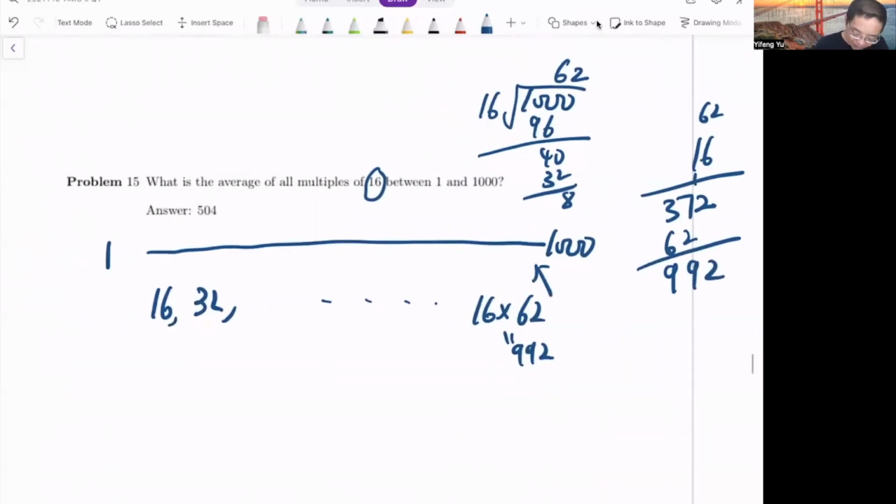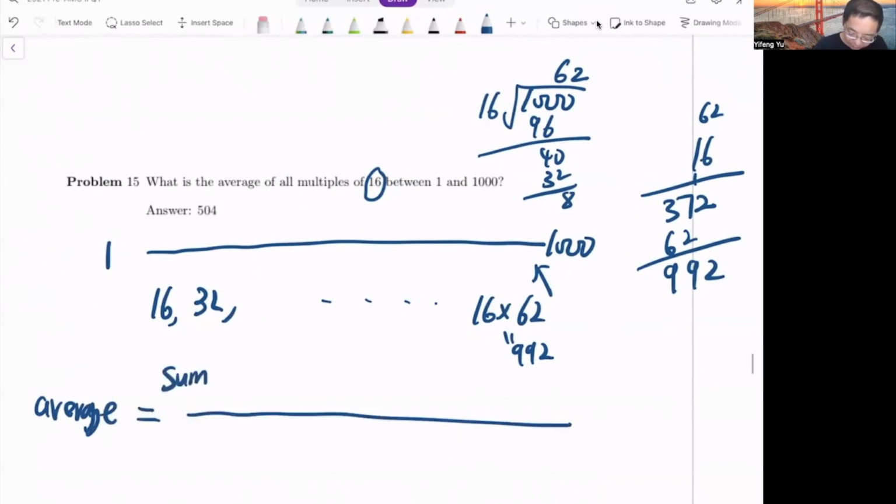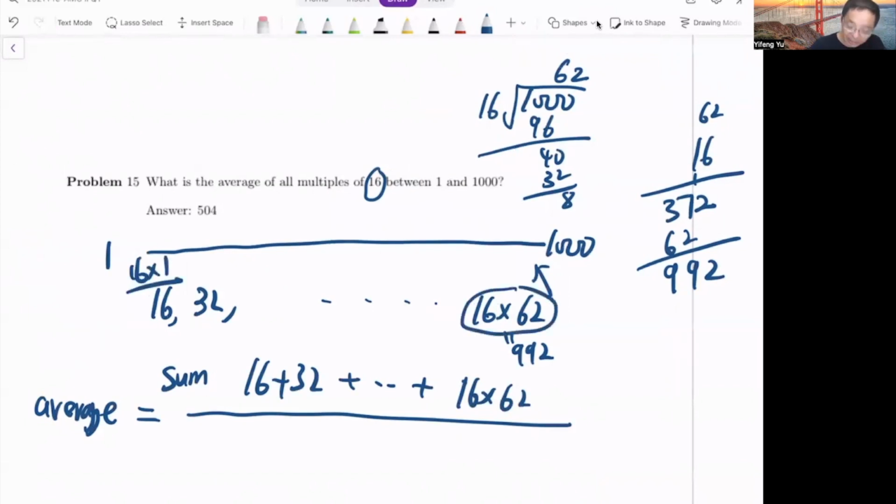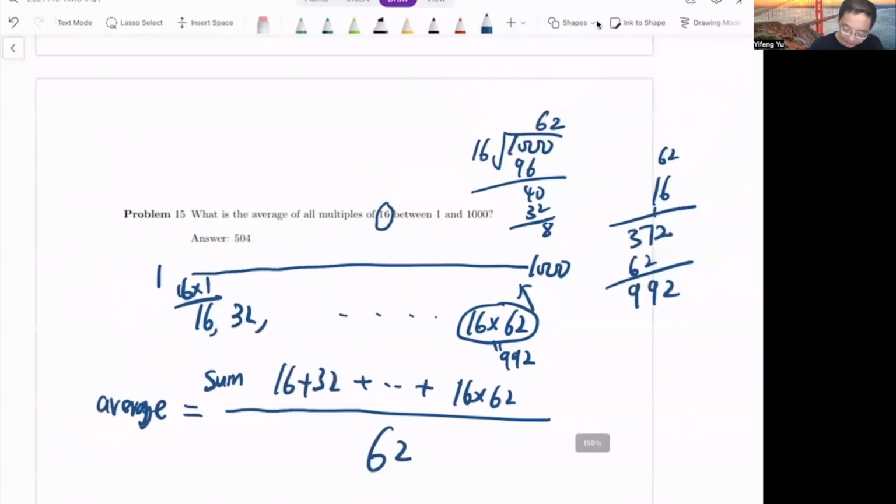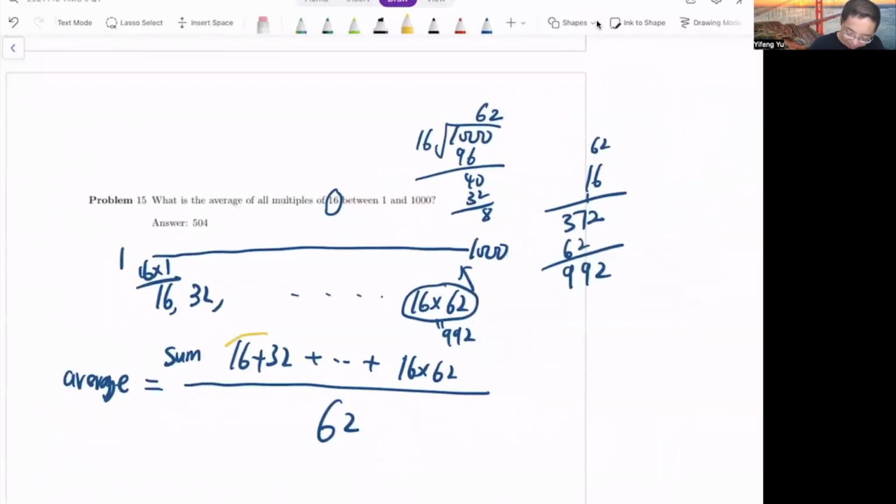Now, how do we calculate the average? The average is the total sum divided by the number of terms. The sum is 16 plus 32, and all the way to 16 times 62. The terms are 16 times 1 all the way to 16 times 62, so we have 62 of them. How do we calculate the sum? We use the Gauss formula.